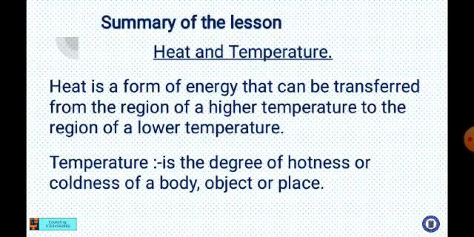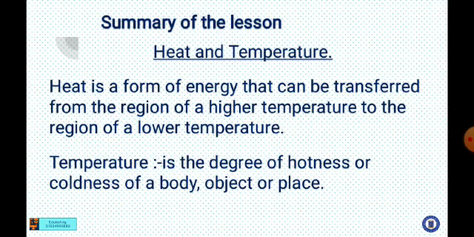For instance, when we want to boil water, we put some amount of water in a container and set it on fire. As the fire keeps burning, the temperature of the water will increase from the bottom, then it will rise to the surface. That is what I mean that heat is a form of energy that can be transferred from the region with a higher temperature to the region of a lower temperature.